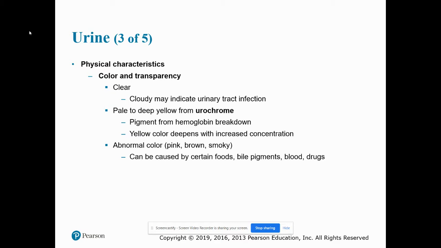Typically, urine is clear. If it's cloudy, that may indicate a UTI, or urinary tract infection. It's pale to deep yellow from a substance called urochrome, a pigment from hemoglobin breakdown, and the yellow color will deepen with increased concentration. An abnormal color like pink, brown, or smoky can be caused by certain foods, bile pigments, blood, or drugs.